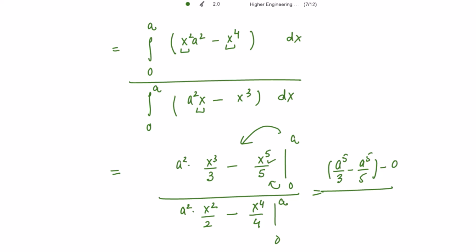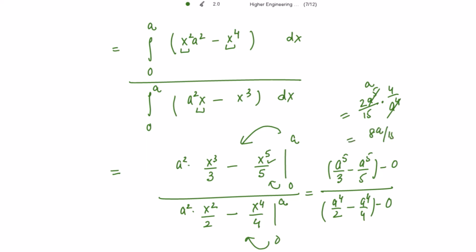And in the denominator, putting the upper limit, we get a square into a square by 2, that is a to the power 4 divided by 2 minus a to the power 4 divided by 4, minus putting the lower limit, we get 0. So this is equal to 2 into a to the power 5 divided by 15, and in the denominator we get a to the power 4 divided by 4, that is 4 divided by a to the power 4. So this cancels out, we get a. So this is 8a divided by 15.